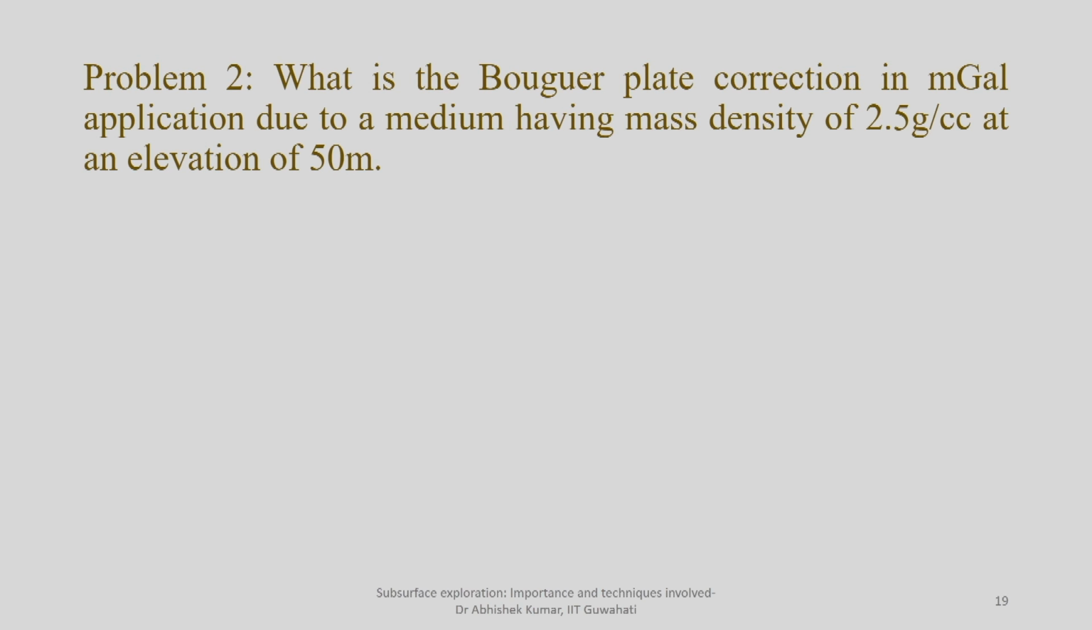Second, what is the Bouguer plate correction in milligal due to a medium having mass density of 2.5 gram per cc at an elevation of 50 meter? So, you have some material having a density of 2.5 gram per cc above bedrock, and the observation is made at 50 meter elevation. So, the Bouguer correction, delta GB, was given as 0.04193 times rho times H. The rho value is given here as 2.5 gram per cc.